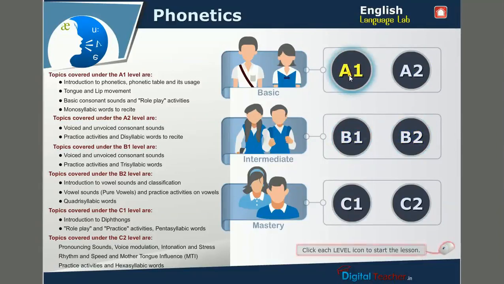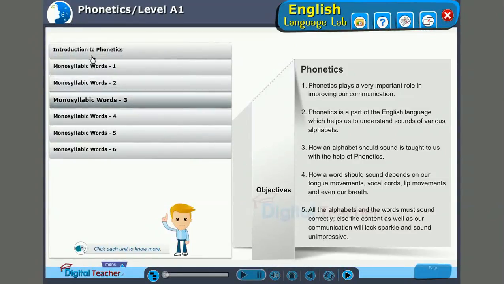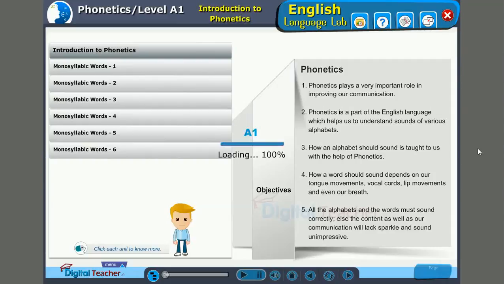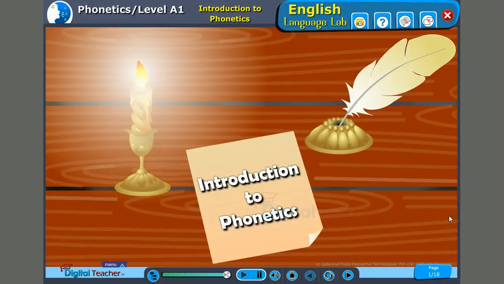So first let us go to A1. These are the topics that are covered under A1, starting from introduction to phonetics, ending with monosyllabic word 6. First let us see introduction to phonetics. This is the intro screen of phonetics.